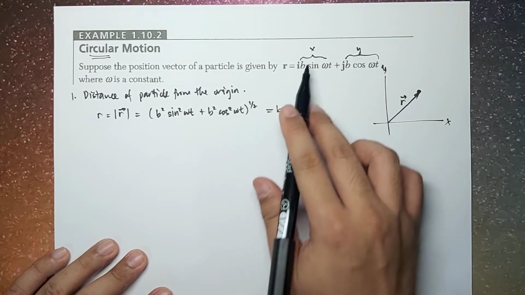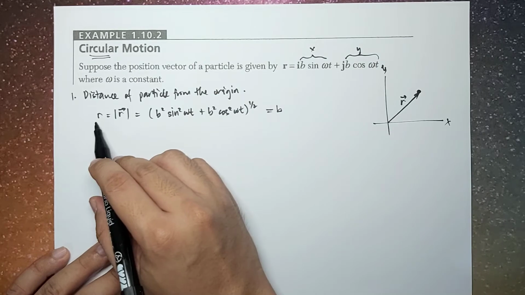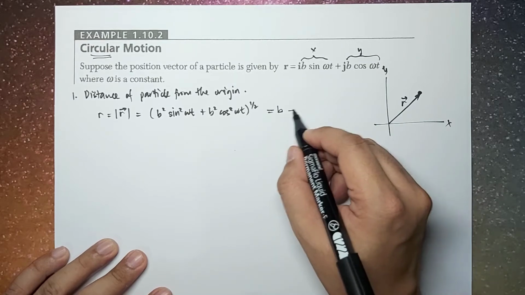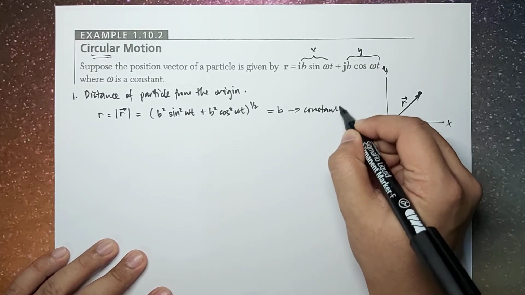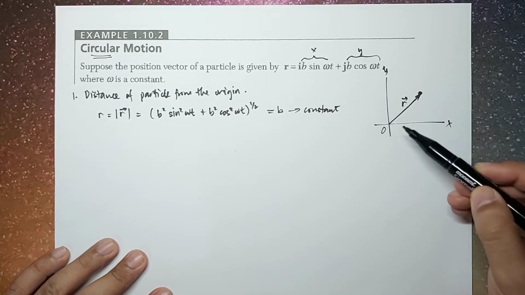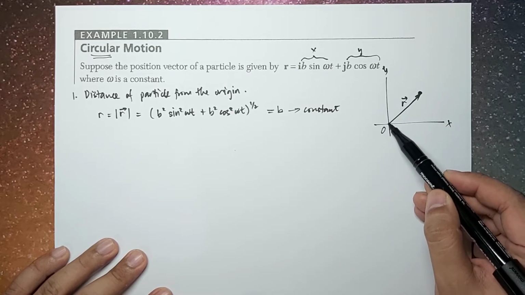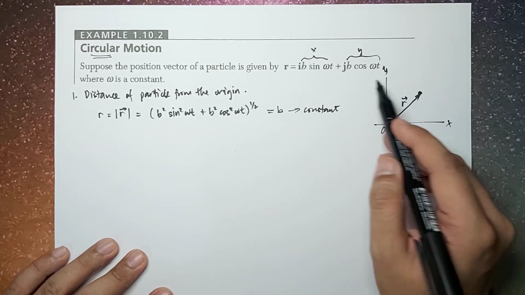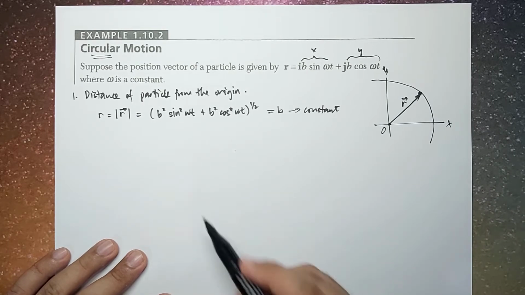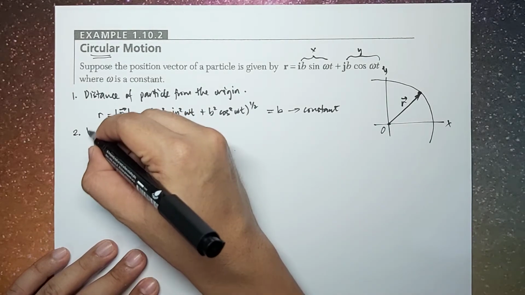You will notice that b here is a coefficient, so it is a constant. That means the distance of the particle from the origin given by this position vector will be constant, and that is particular to circular motion. So the particle is always equidistant from the origin throughout the motion, which follows a circular orbit. Okay, so that's it. Next, let's look at the velocity.